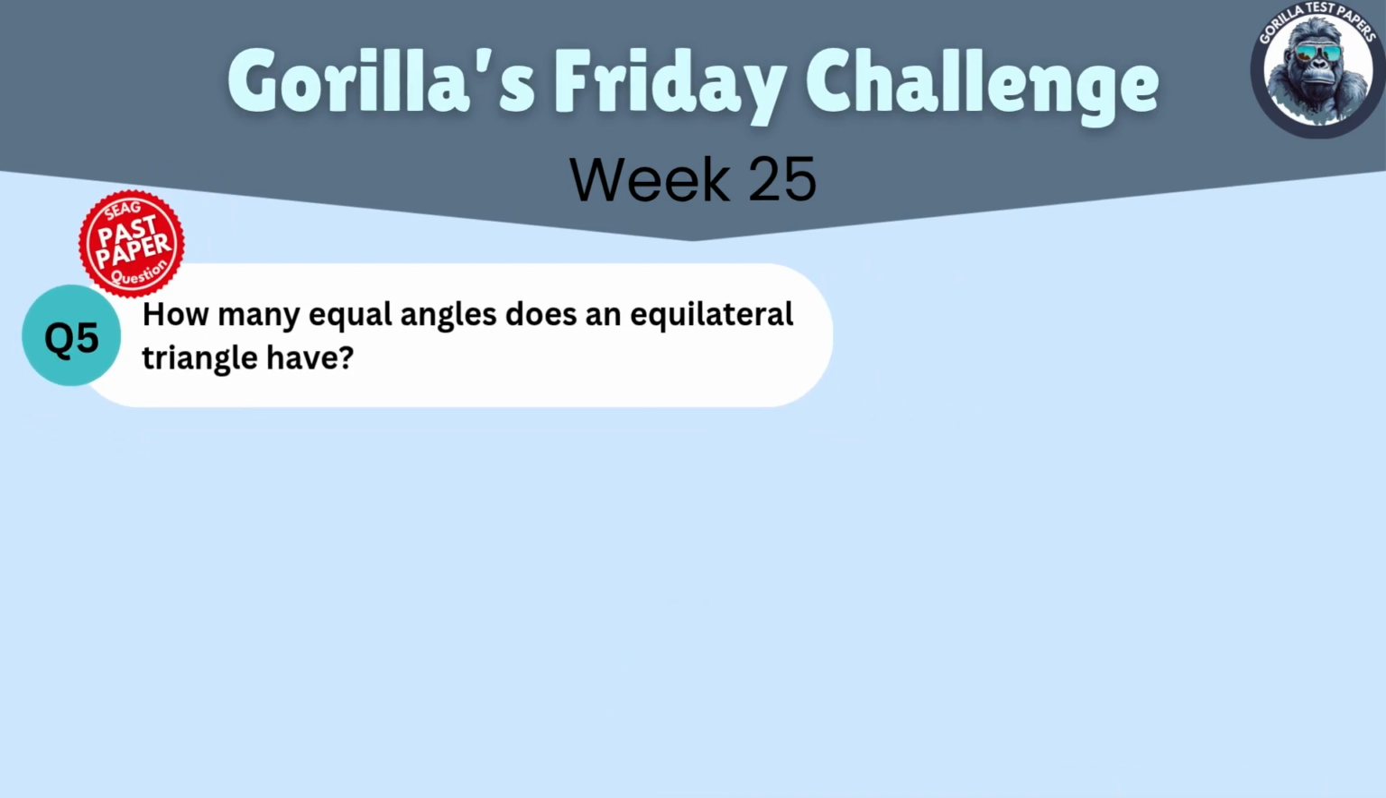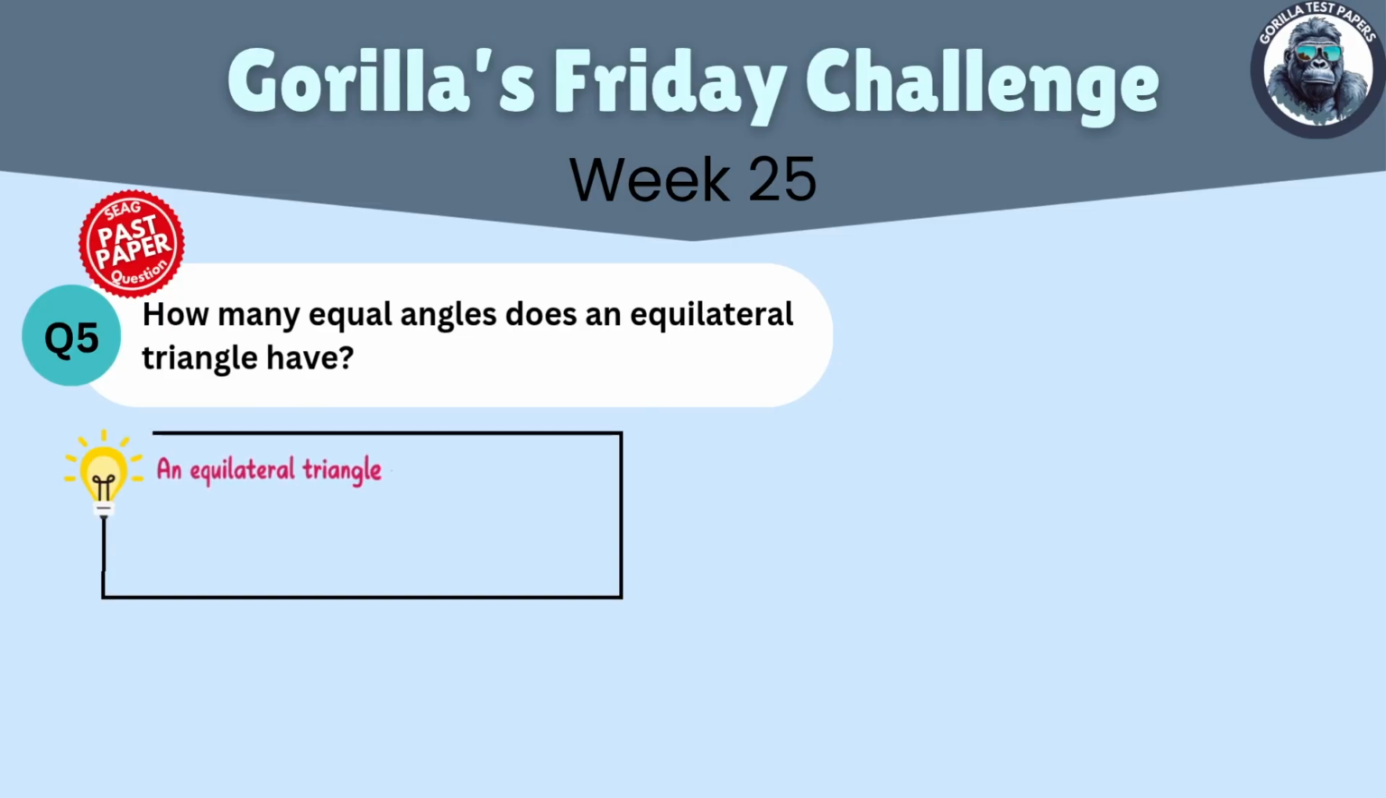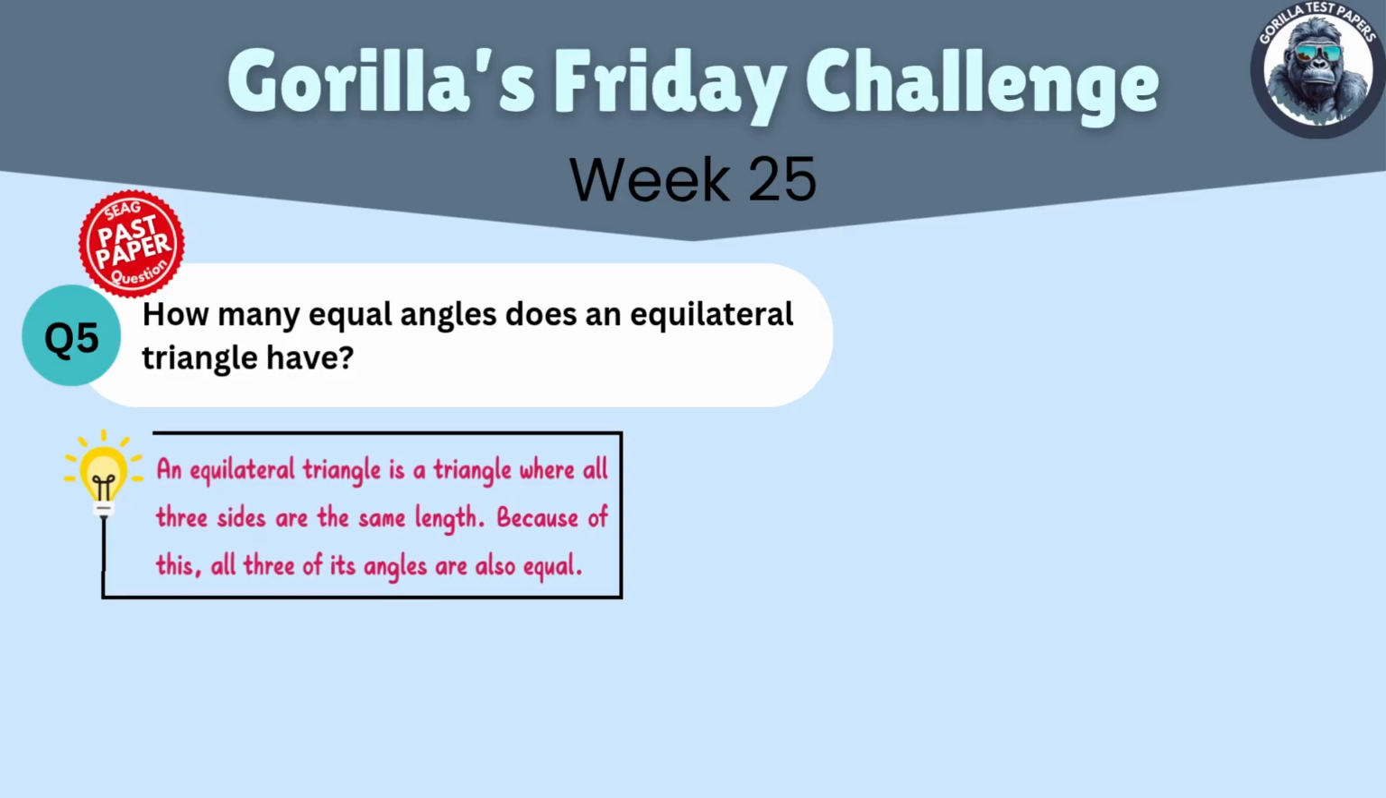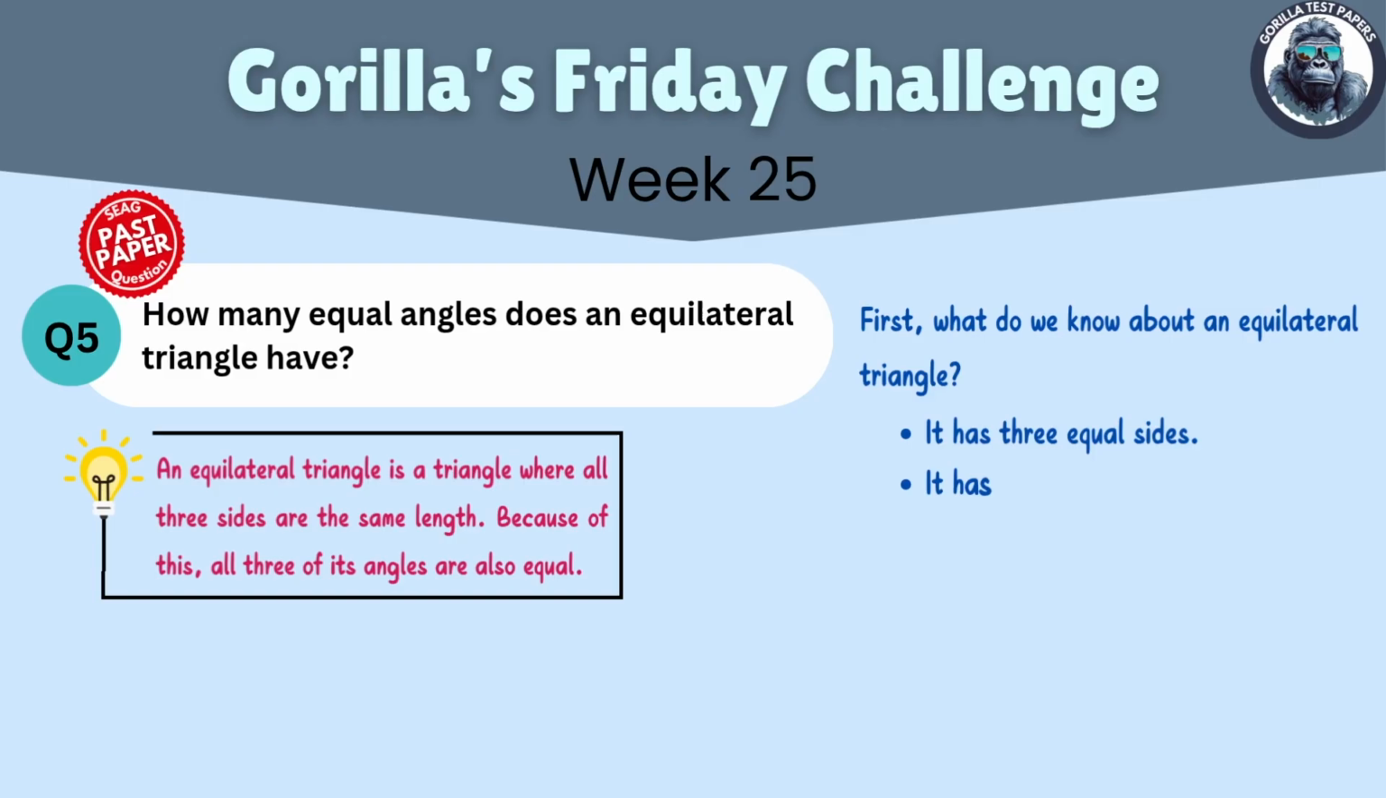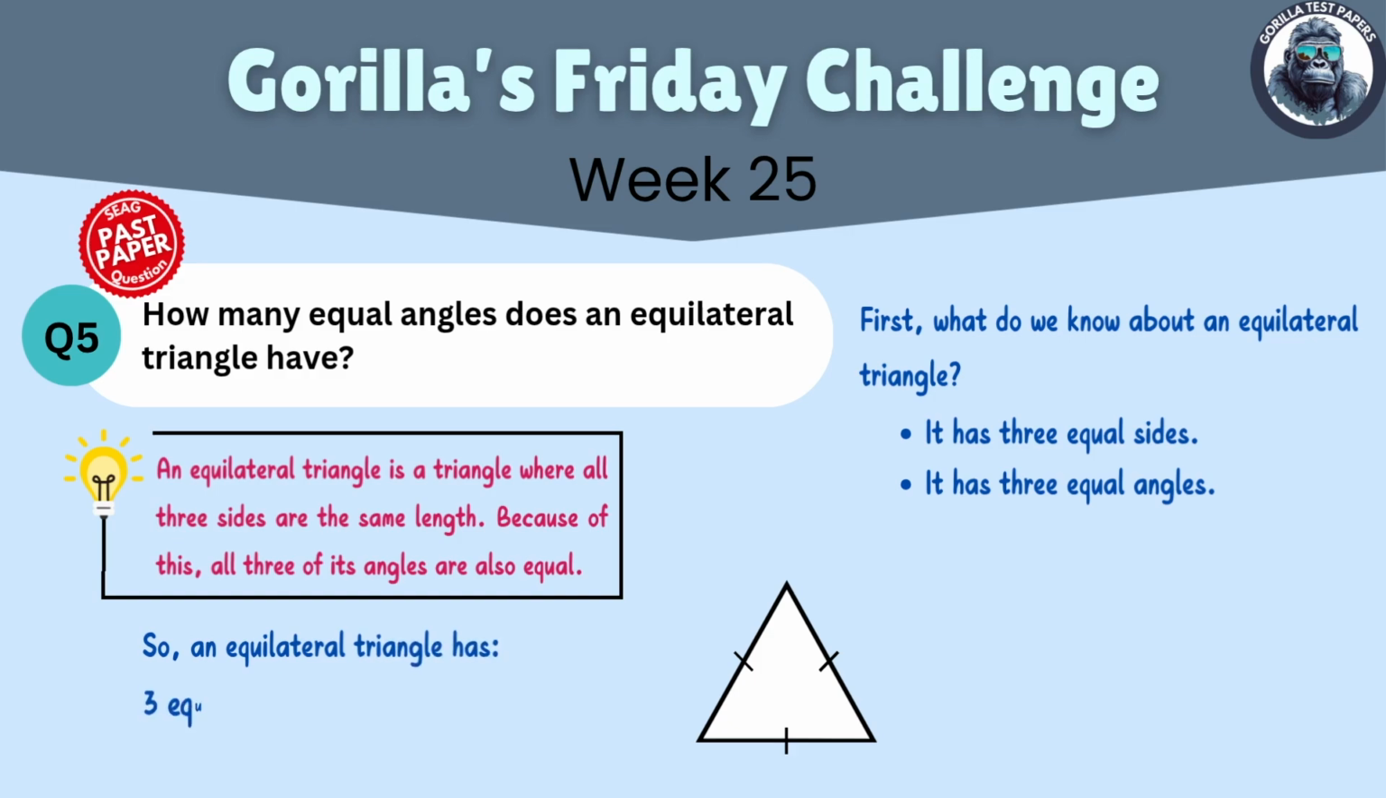Alright, let's get into it. The learning point for this question is that an equilateral triangle is a triangle where all 3 sides are the same length, and because of this, all 3 of its angles are also equal. So first, what do we know about an equilateral triangle? It has 3 equal sides, and it also has 3 equal angles. So how many equal angles does an equilateral triangle have? That's right, it has 3 equal angles. This is the answer for this question.